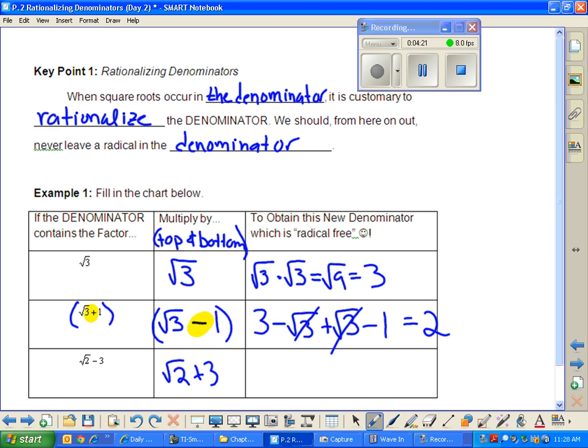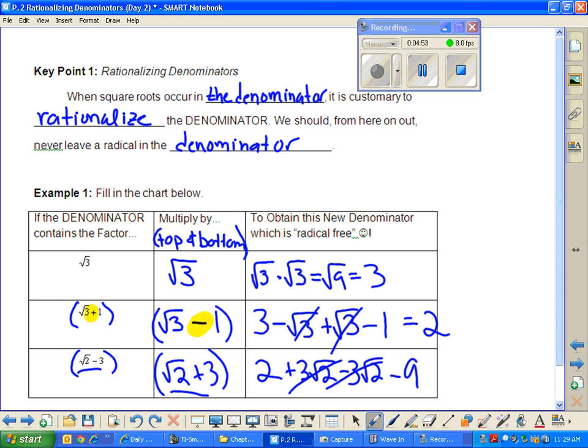So you'll see there I have the square root of 2 minus 3. The conjugate pair for that would be the square root of 2 plus 3. If I want to multiply these two things together, it's just a FOIL problem. You would do the square root of 2 times the square root of 2, that's 2. Your outers is positive 3 root 2. Your inners is negative 3 root 2. And your last, negative 3 times positive 3 is negative 9.